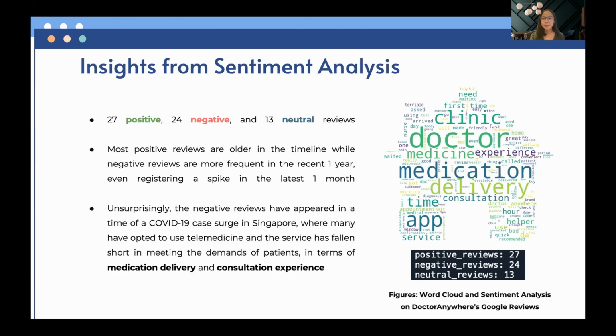Unsurprisingly, the negative reviews have appeared in the time of a COVID-19 case surge in Singapore, where many have opted to use telemedicine and the service has fallen short in meeting the demands of patients in terms of medication delivery and the consultation experience. The word cloud, as you can see on the right, highlights the commonly used words in Dr. Anywhere's Google reviews.